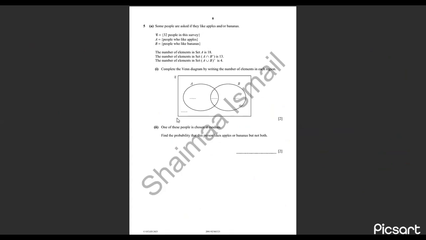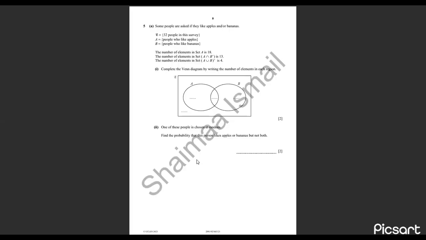Question number 5 here, sets. Here we have 32 people in the survey. A is people who like apple. B is people who like banana. The number of elements in set A is 18. The number of elements in A intersect B dash is 13. A union B dash is 4 elements. I want you to complete the Venn diagram here. So let's do this.